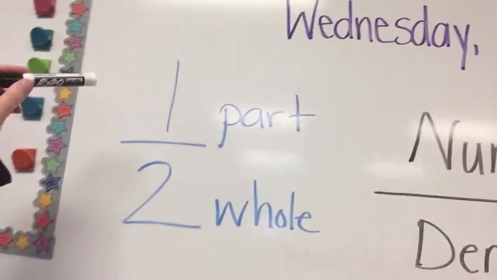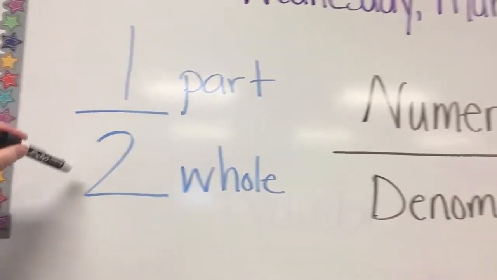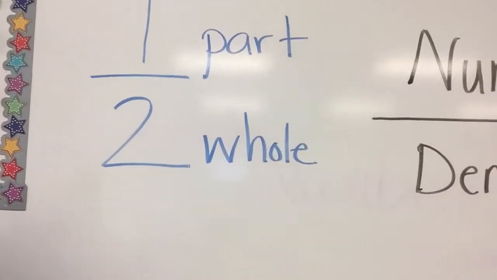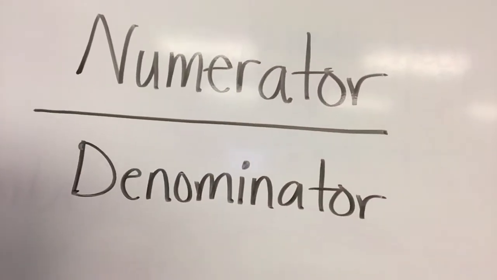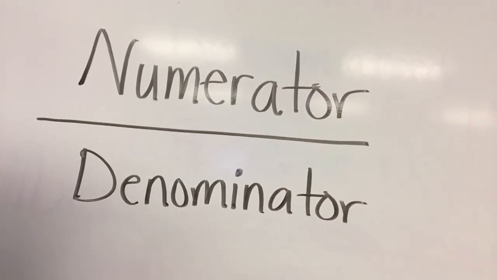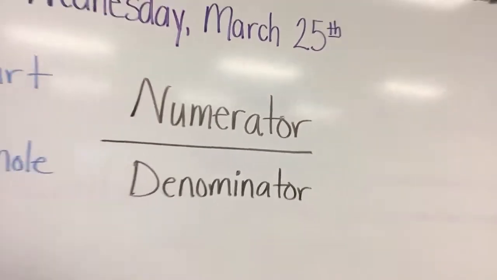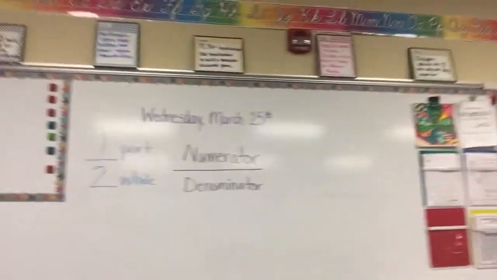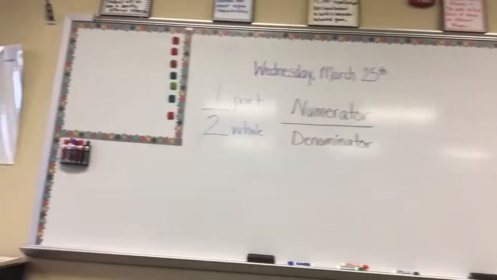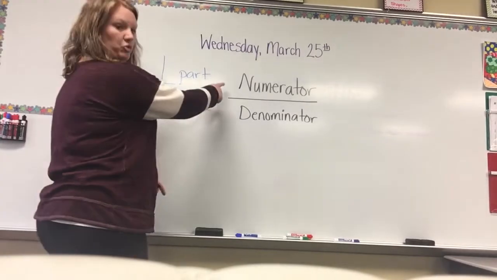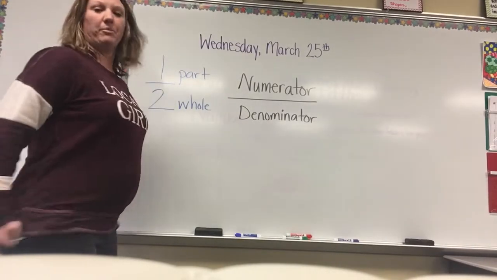Okay, so part 1 out of 2. 2 is my whole number. Part is my top. Whole is my bottom. Number is the numerator. Bottom number is the denominator. Okay, that's what we're talking about with fractions today. So you're going to have to do a couple of different things. Knowing that I have a numerator and a denominator, there's a couple things that's going to happen.